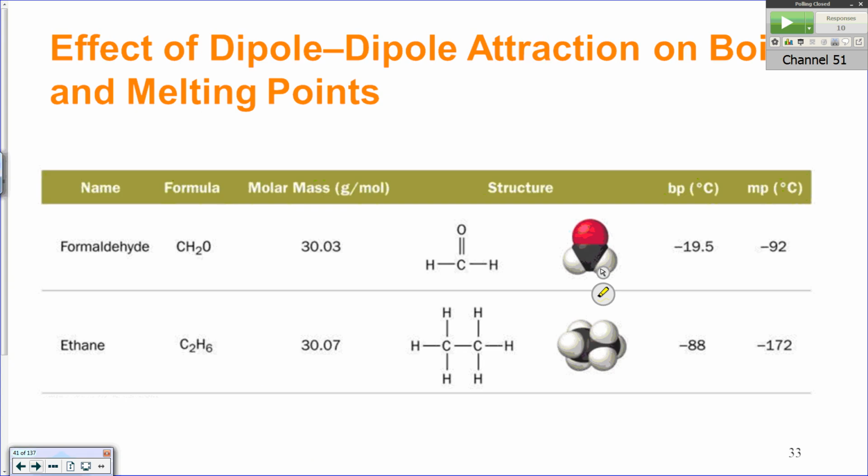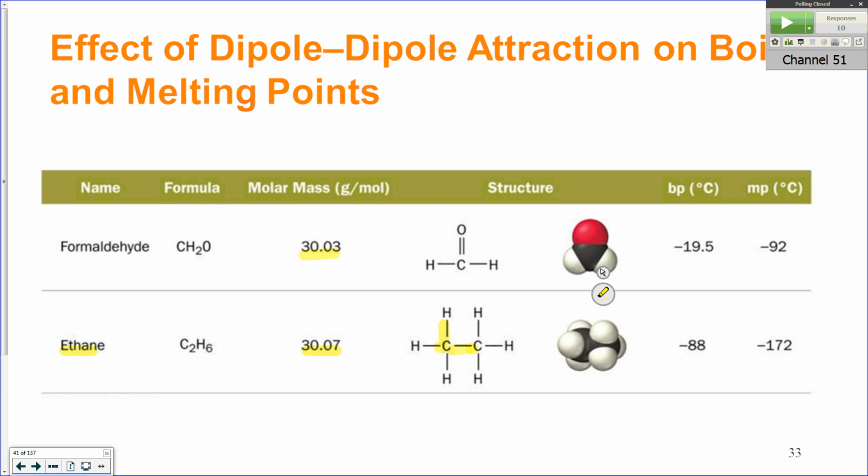All right, so if we look at the way that we can see these dipole attractions on boiling points and melting points, here's an example of two compounds that have almost the same molar mass. They're right at 30. So therefore, their dispersion forces are going to be approximately similar. The one on the bottom, ethane, is an example of a compound that just has carbon-carbon and carbon-hydrogen bonds. Those are the only two types of bonds in that molecule, and those are both nonpolar bonds. So there's no dipole in that molecule, therefore it only has dispersion forces.